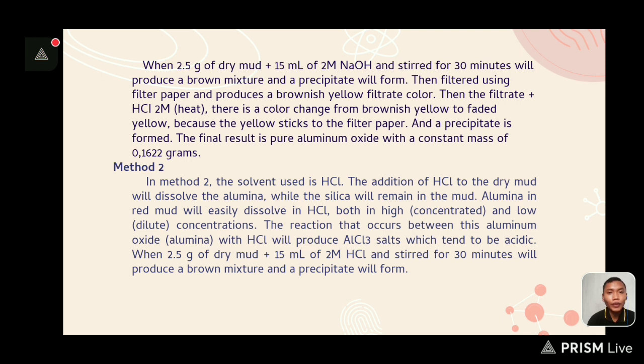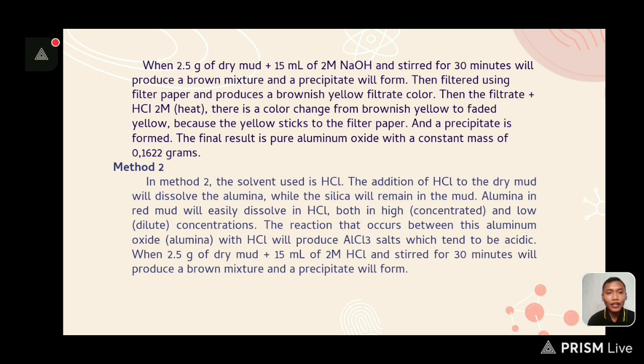Then the filtrate plus HCl and heat. There is a color change from brownish yellow to faded yellow because the yellow sticks to the filter paper, and a precipitate is formed. The final result is pure aluminum oxide with a constant mass of 0.1612 gram. Method 2. In method 2, the solvent used is HCl.